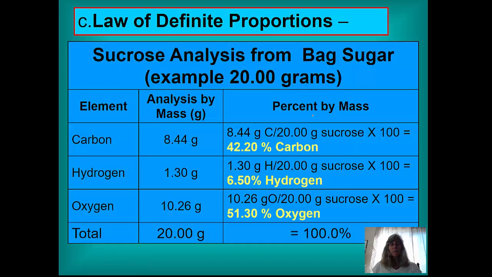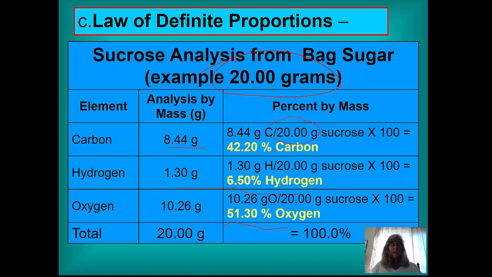So let's talk about some sugar here. Let's say I have 20 grams. I've got a spoonful of sugar here, big spoonful of sugar. And I have 8 grams of carbon divided by the mass of that sugar. Gives me 42.20% carbon. We can do the same with hydrogen and the same with oxygen. Feel free to write these down on that last page of your notes if you want.